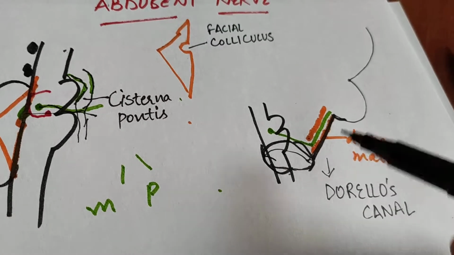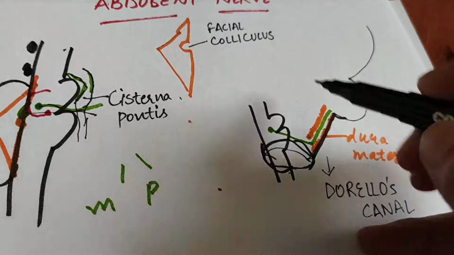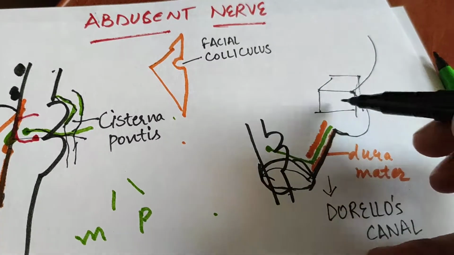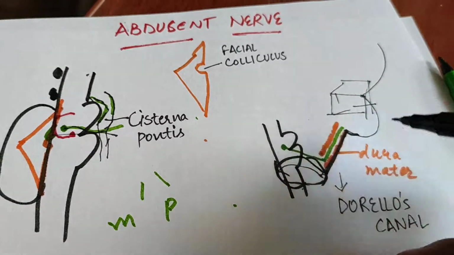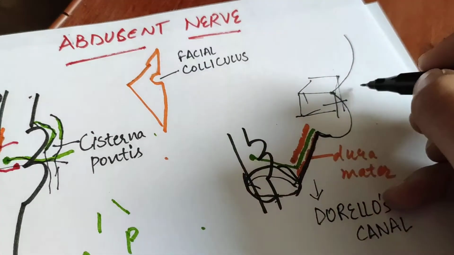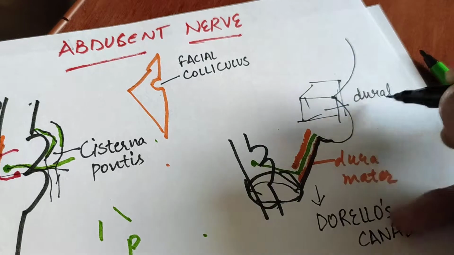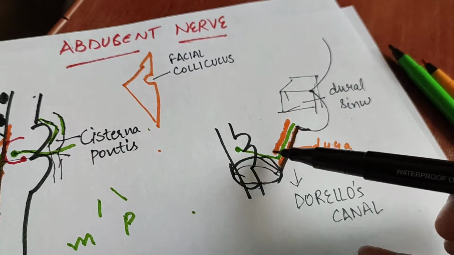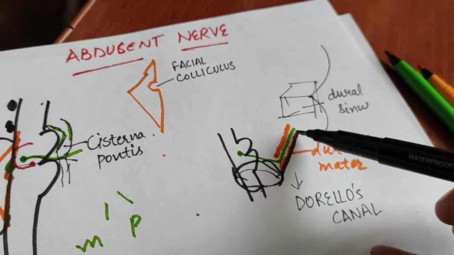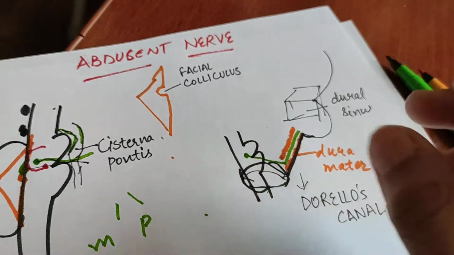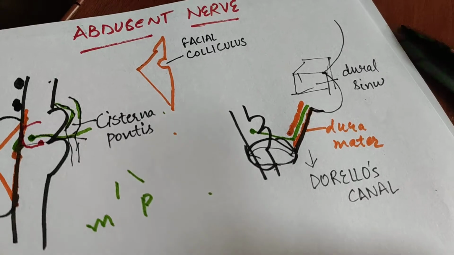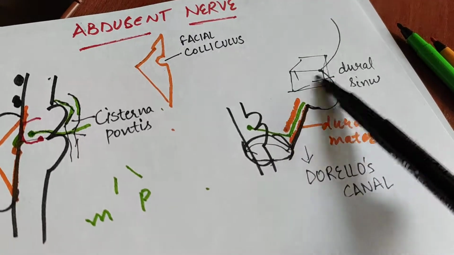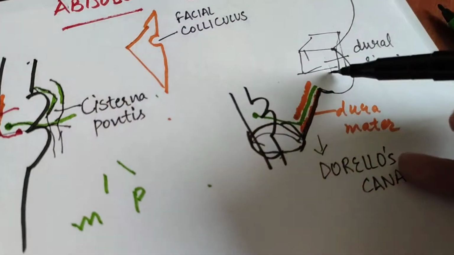Then from here it enters the cavernous sinus, and this cavernous sinus is also a dural sinus. What do you mean by dural sinus? This space is made up of the meningeal and the endosteal layers of dura mater. The space expanded between these two layers forms a sinus, that is the cavernous sinus over here.